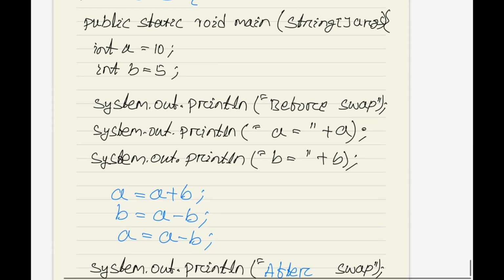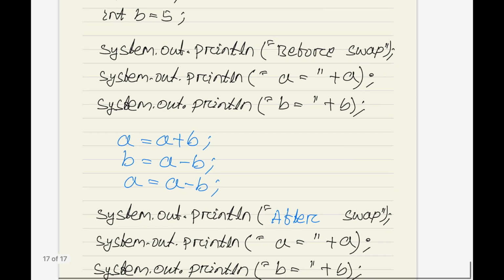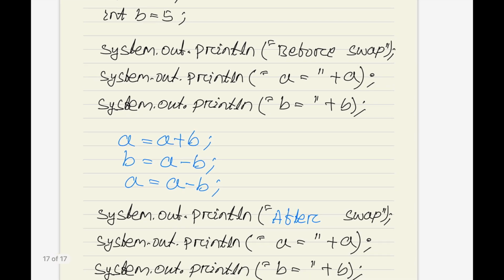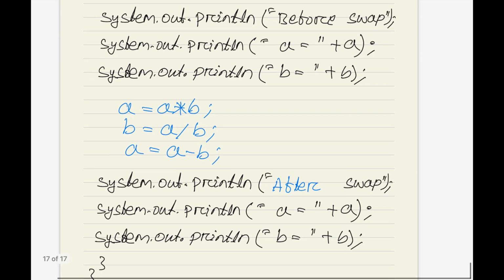Okay, so here you can see in place of A equal to A plus B, I can simply write A equal to A multiplication B. In place of minus B, I can write division. Again here I can write division. So using multiplication and division also we can swap the values of A and B.